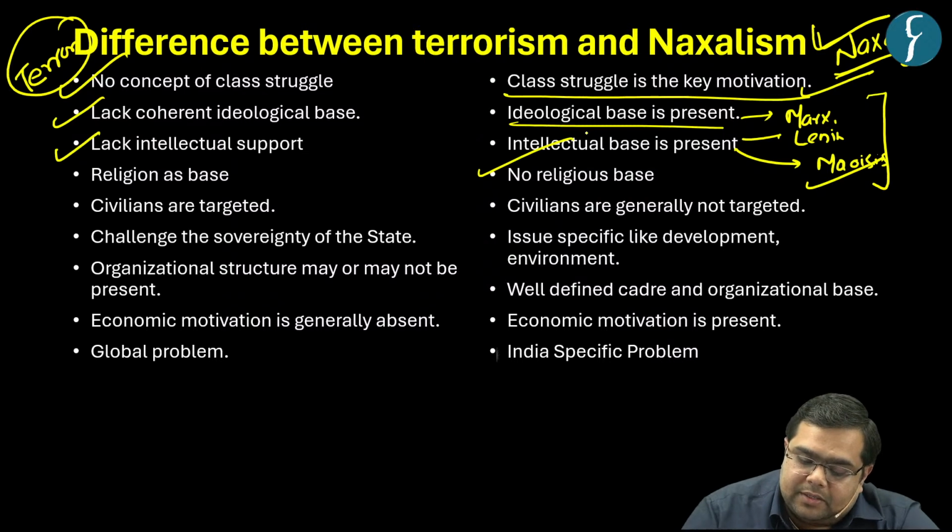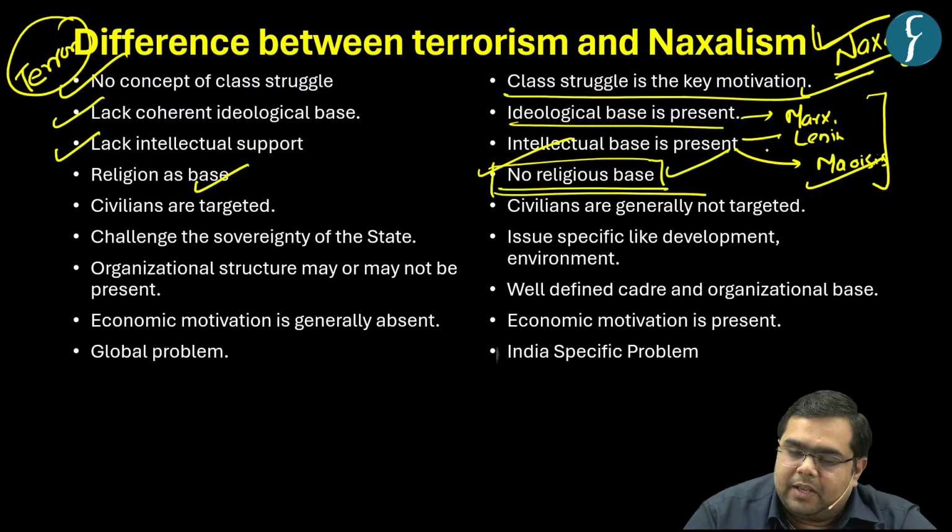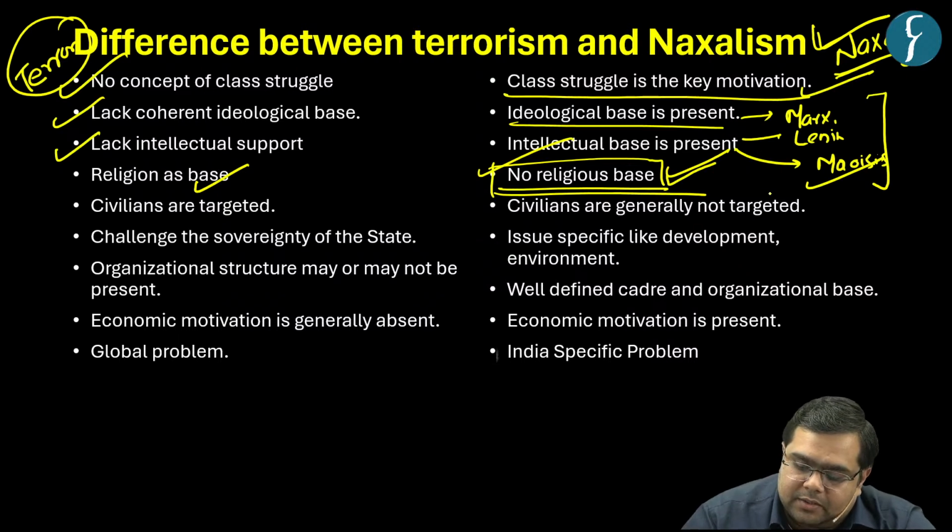Again, we already discussed that in terrorism, religion is a base. However, this ideology is mostly secular in nature. Religion, like Karl Marx used to say, is the opium of the masses. That means the state needs to be separated from religion. So you will rarely find any kind of religious base or legitimacy for their actions.